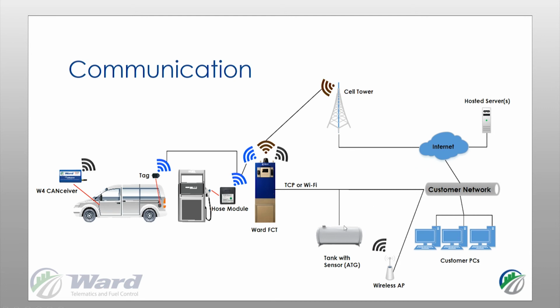The same thing happens with your tank level sensor or your ATG. That's going to be talking either through a cell network, or it's going to be going through the FCT itself to get to the internet, to get to the server. And everyone accesses the server through a customer network, and that's whatever network you're on at that time, as long as it has internet access. So this concludes the communications video on our hosted communication and how it's all set up.